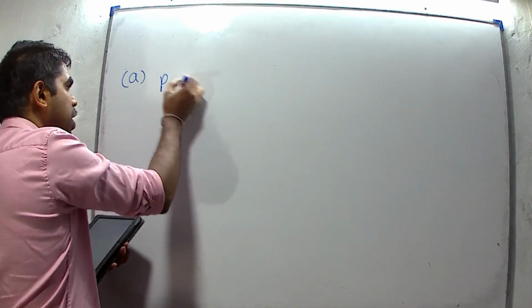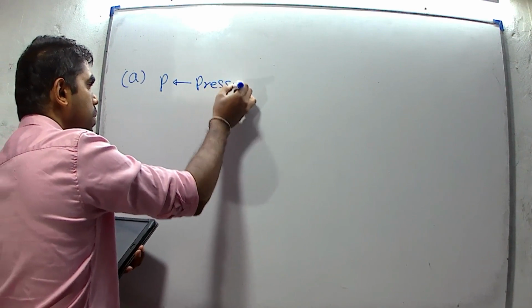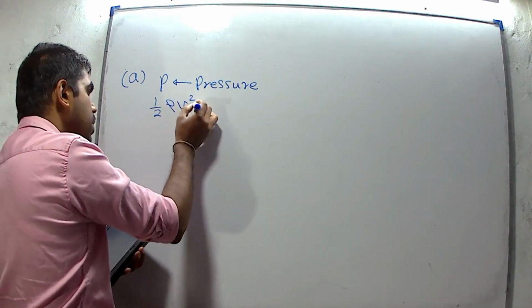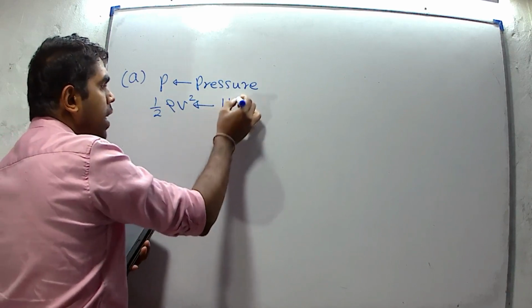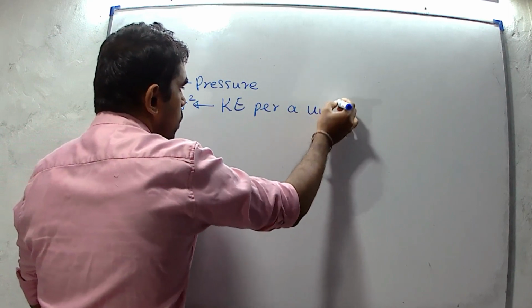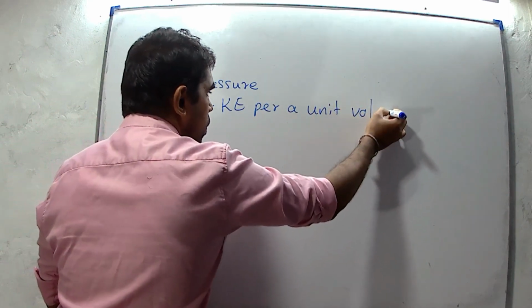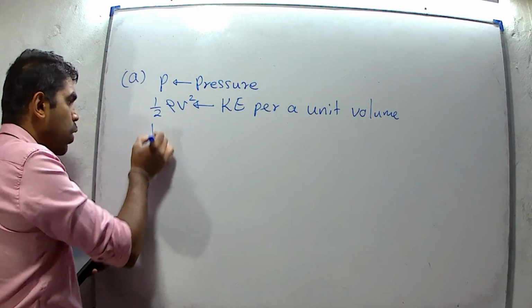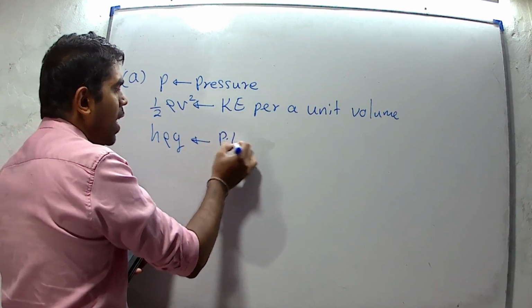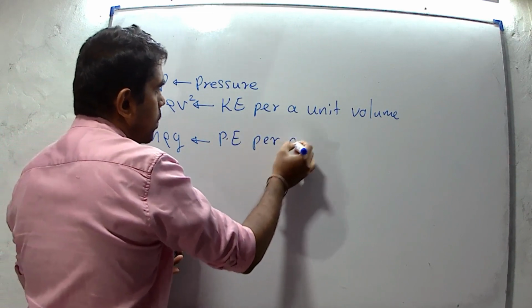We have to write the terms. P is pressure. Half rho V squared is the kinetic energy per unit volume. h rho g is the potential energy per unit volume.